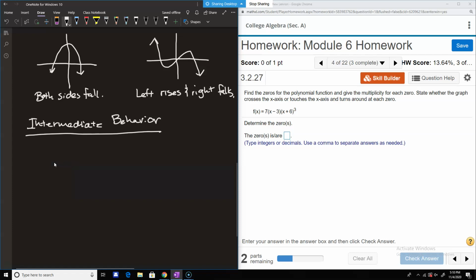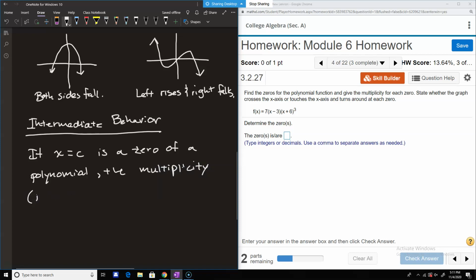So if, say, x equals c is a zero of a polynomial, the multiplicity, i.e. the power of the factor, or the exponent of the corresponding factor, determines the behavior.